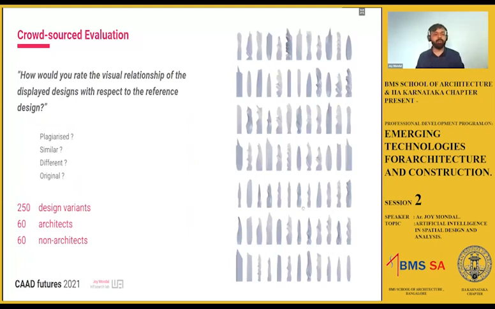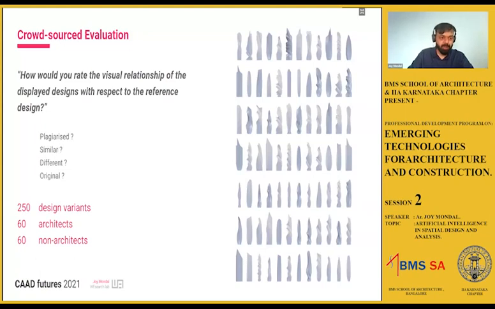Anyway, like I mentioned, we used 250 design variants, some of which are towards the right, and they were evaluated by 60 architects and 60 non-architects. And we asked a simple question. For each design variant, we kept the original design, which is the top left in this image, right next to each of these variants, and we asked the participants, how would you rate the visual relationship? Do you think the variant is plagiarized?